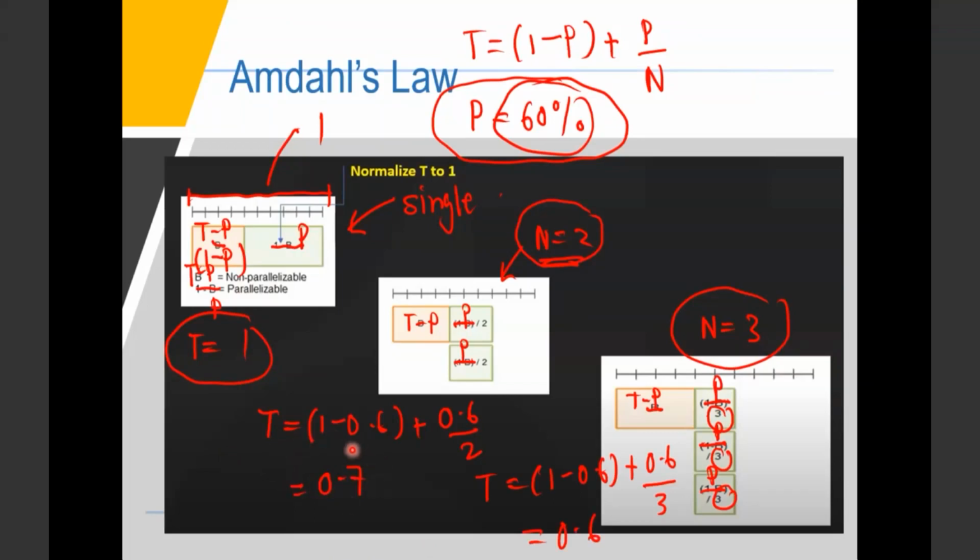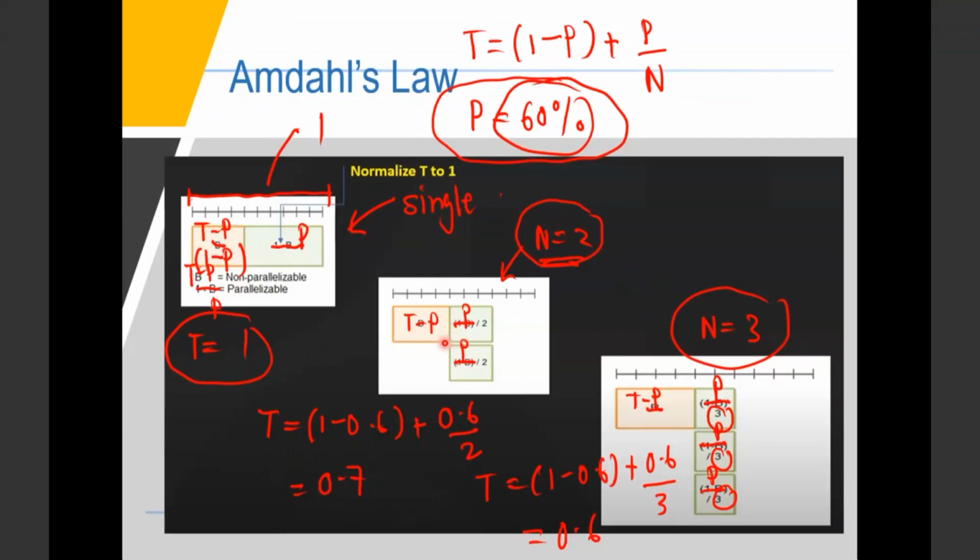The more the number of threads, when you increase the number of threads, the smaller the execution time is. Previously with single core you have 1, and then if you increase the cores here, what happened? The execution time becomes smaller. Okay, so this is in terms of the execution time.